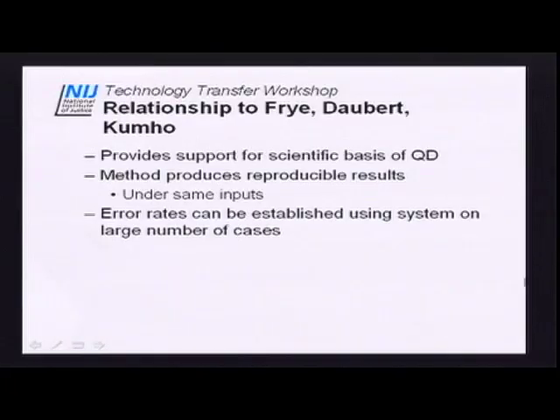Methods produce reproducible results, as long as, of course, every processing step is exactly the same. If your pre-processing is different, you'll get different results. On the same set of input, it will always give you the same result. In a sense, that's another strong point.